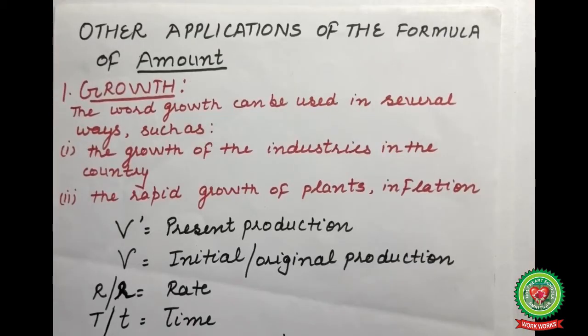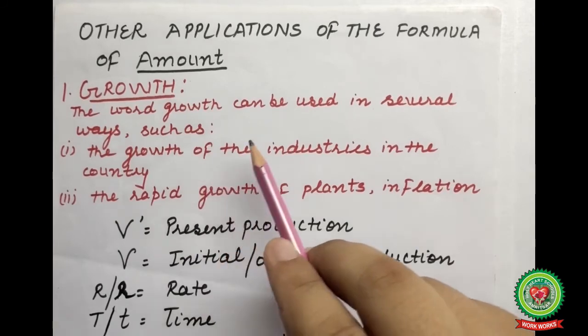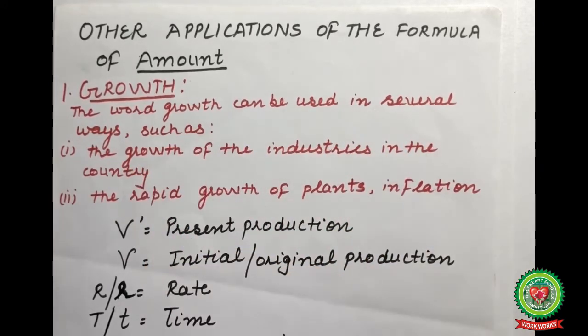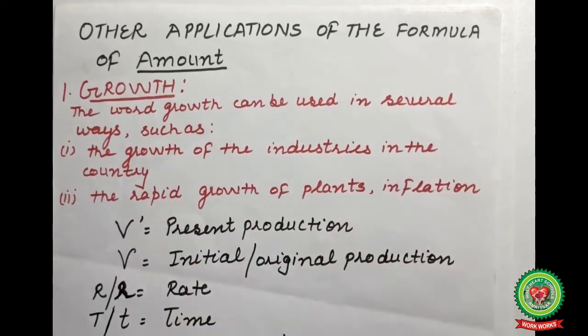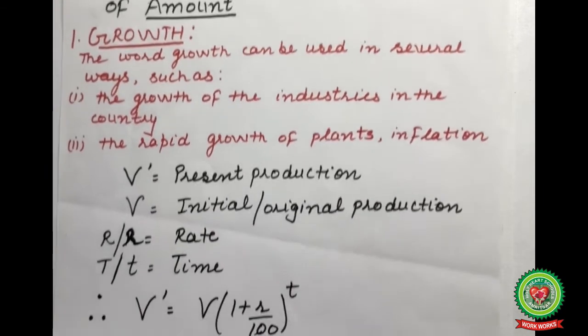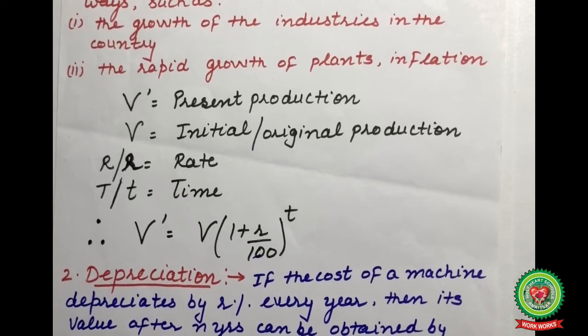The first application is growth. The other words that can be used instead of growth are increase and appreciate. The word growth can be used in several ways, such as number one, the growth of the industries in the country. Number two, the rapid growth of plants. Now we are going to use the formula similar to the formula that we have used in case of finding amount, but we are just going to do a little bit changes in that formula.